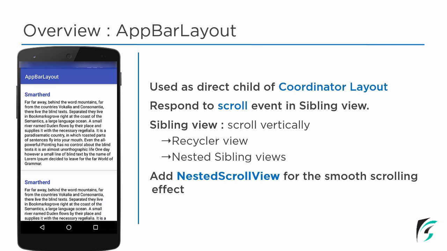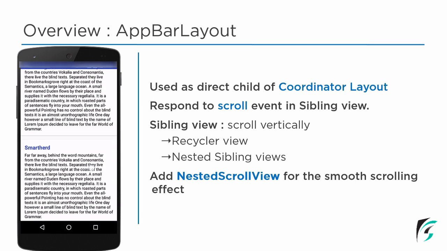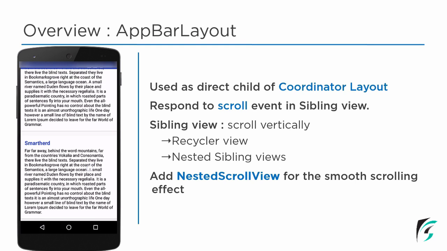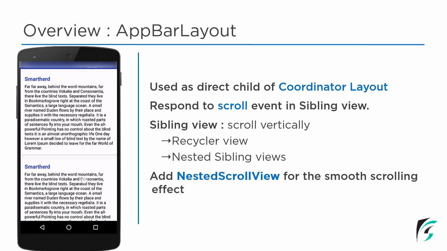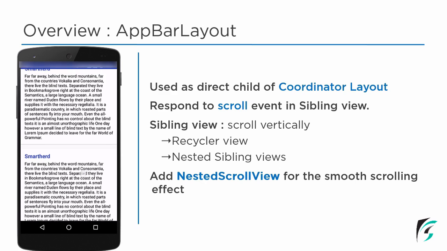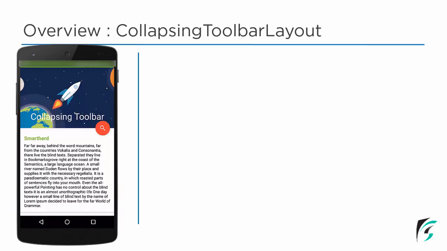On the left side of the screen, you can see the demo application that we will be creating while learning the AppBar layout. On scrolling up, how the toolbar disappears, and on scrolling down, how it appears again. This is what we will be creating in our demo application. Next is the collapsing toolbar layout.